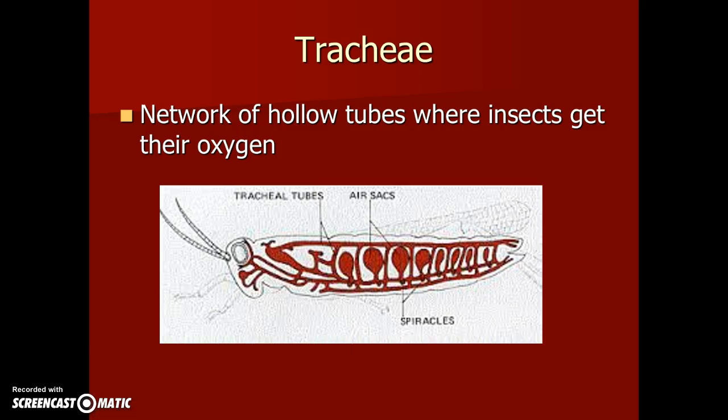How does this get transferred around the insect? It's called the trachea. The trachea is a network of hollow tubes, and that's where insects get the oxygen to go around the whole body. So here are the tubes, or the trachea.